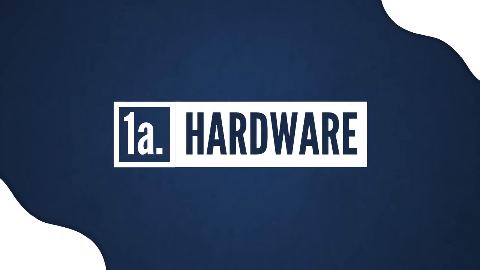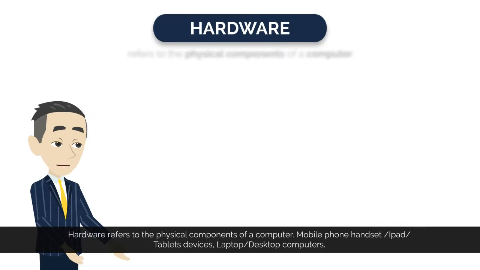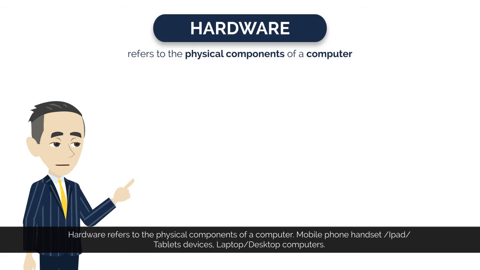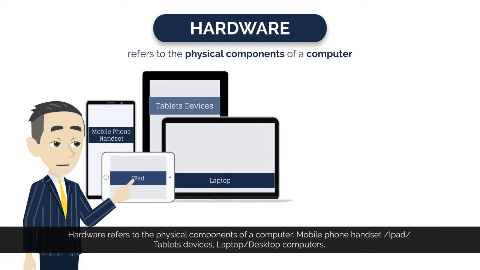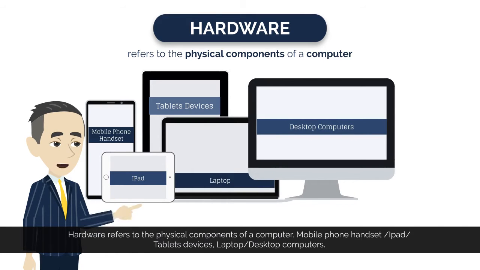1A. The hardware. Hardware refers to the physical components of a computer. Mobile phone handset, iPad, tablet devices, laptops, desktop computers, etc.